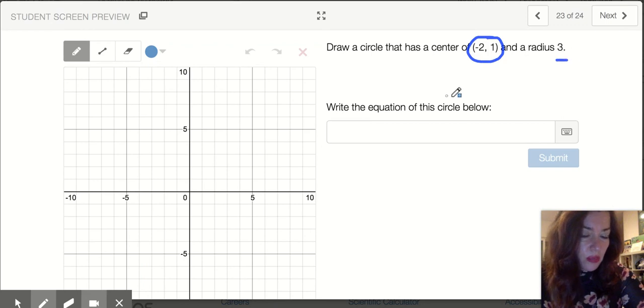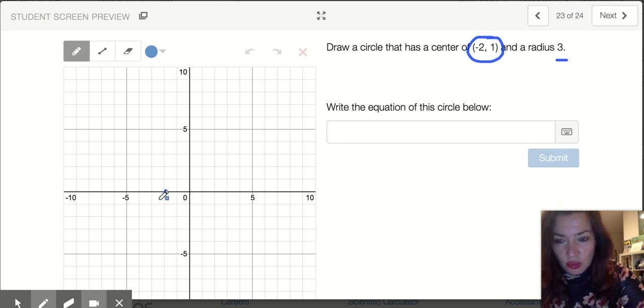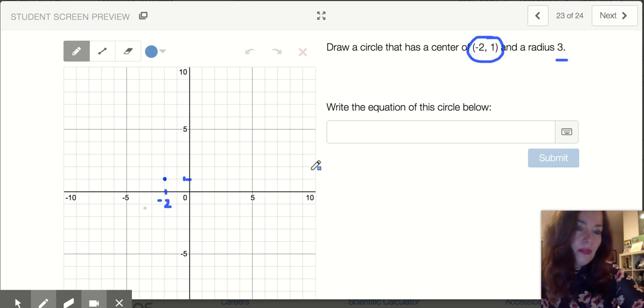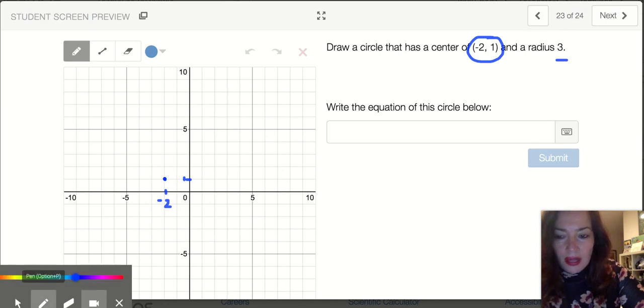So the first thing I'm going to do is put the point of my center at -2, 1. So here is -2 on the x-axis, and +1 is here on the y-axis. So my point -2, 1 is right here, and this is my center. Now the radius equals 3, so I can draw a distance of 3 from the center.